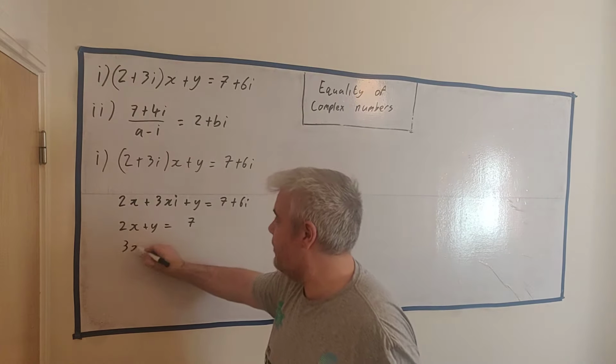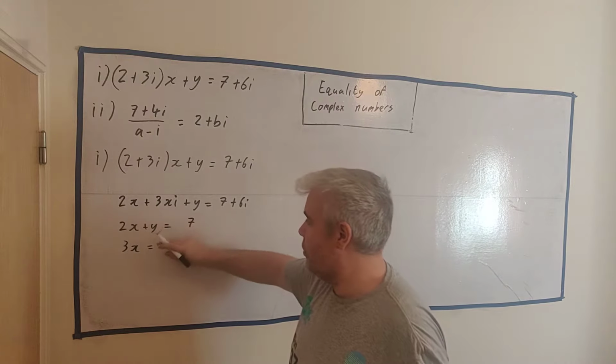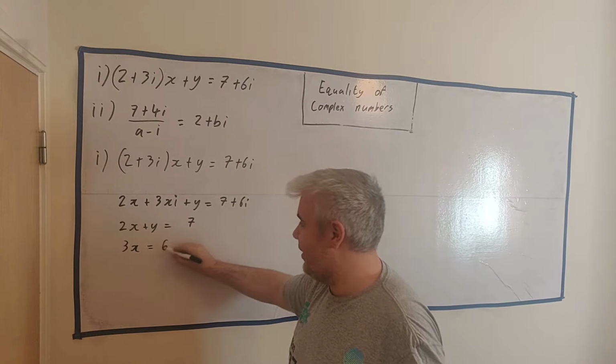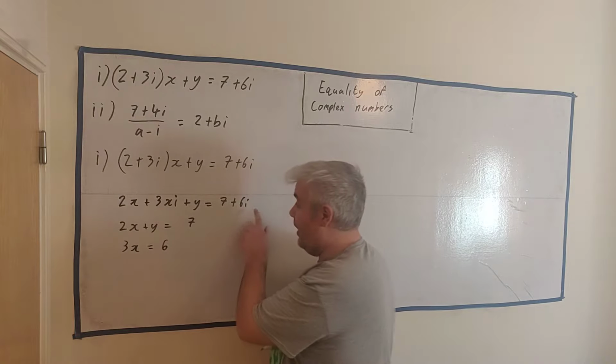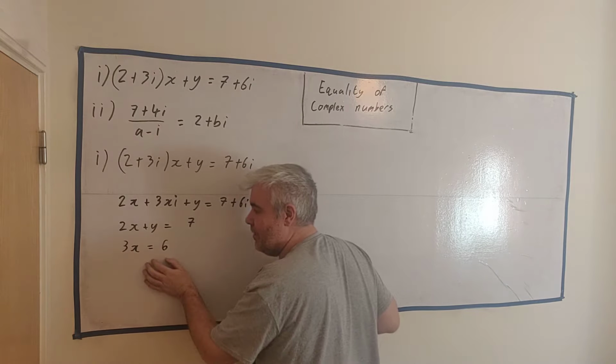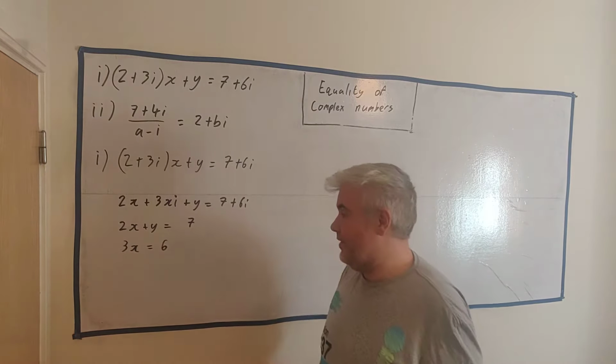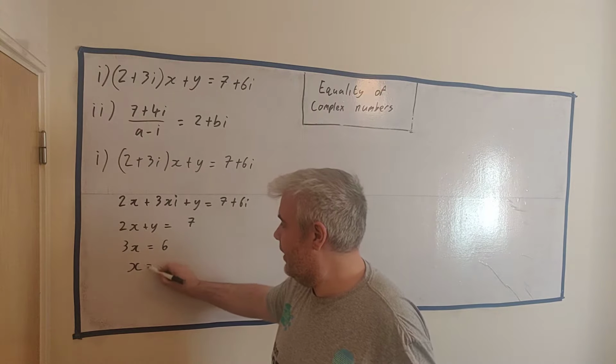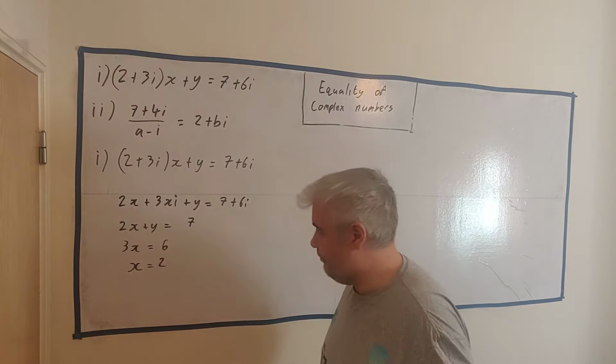We have 3xi is equal to 6i. Divide both sides by i though, and we're just left with 3x equals 6. That one is really easy to solve. We just get x is equal to 2.